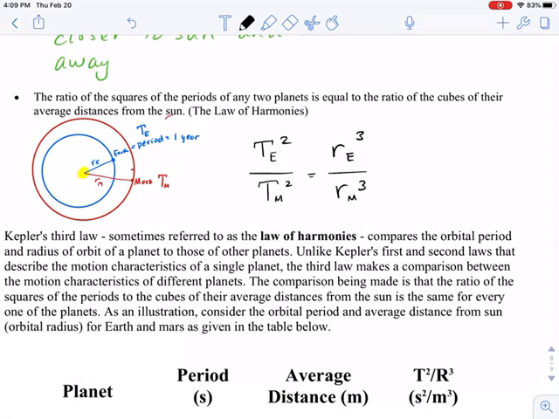Sometimes you'll see it written like I've written it there, and sometimes you'll see people use the means extremes property to swap two of the values. So you could write it as the period of the Earth squared over the orbital radius of the Earth cubed equals the period of Mars squared over the orbital radius of Mars cubed.